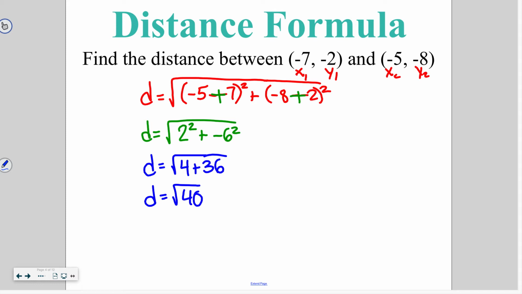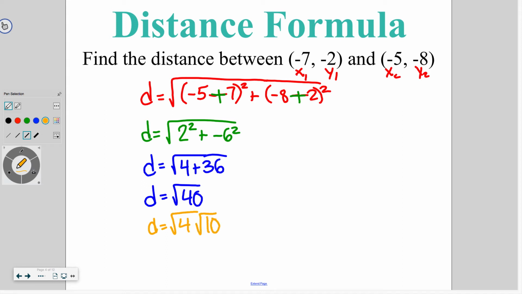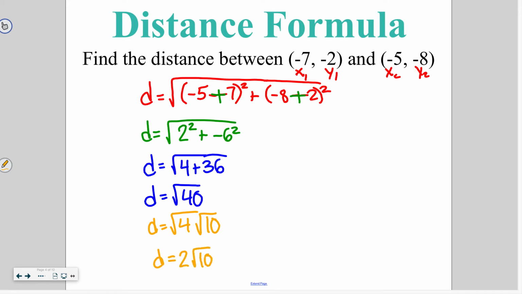Now we know there isn't actually a square root of 40, so we're going to use our knowledge of simplifying radicals to go through and simplify this. So the square root of 40 can be split into the square root of 4 and the square root of 10, giving me a final answer of 2 square roots of 10. So we're going to simplify those radical expressions instead of finding the decimal for this lesson.